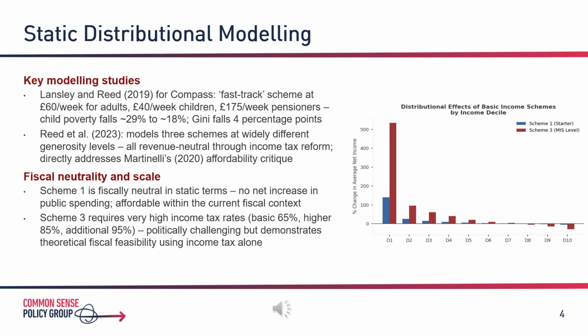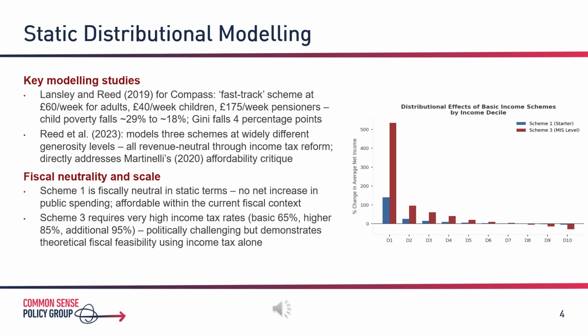Martinelli's 2020 critique posed a specific challenge. If a starter scheme is modest almost by definition, any scheme generous enough to actually replace means-tested benefits as the primary income floor would be unaffordably expensive. Reed et al. 2023 was designed to address this challenge directly.